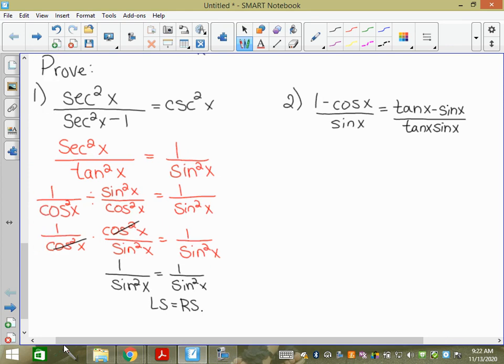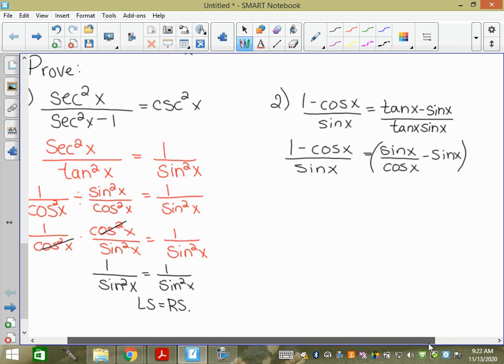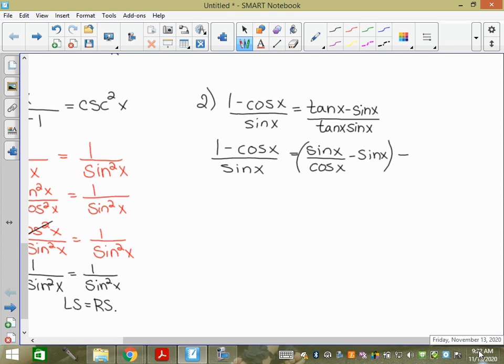I'm going to leave the left-hand side. And then I'm going to switch this into sine x over cos x minus sine x. Oh, I'm getting fractions. Brackets. Divided by tan x sine x. So sine x over cos x times sine x. Not full fractions. We'll leave this.